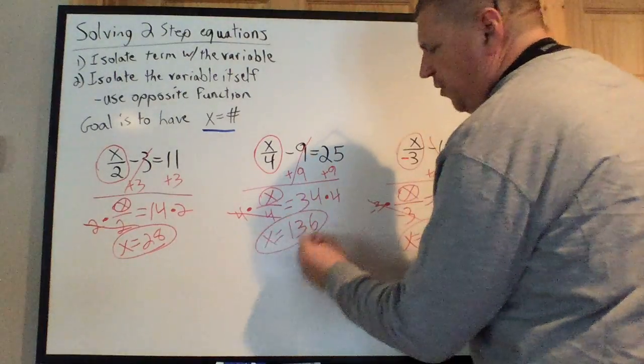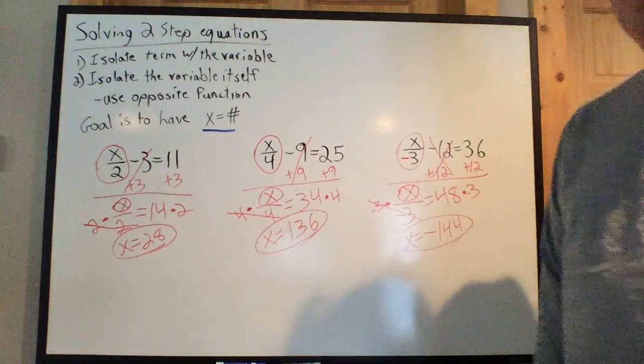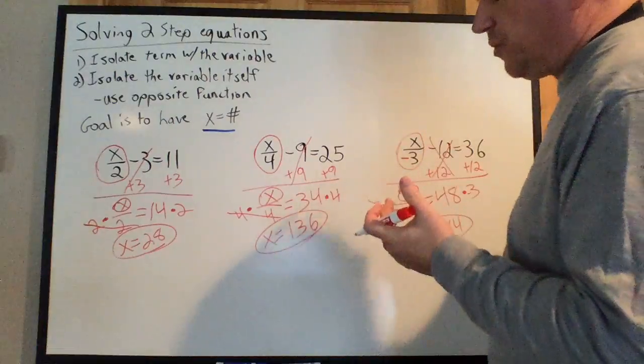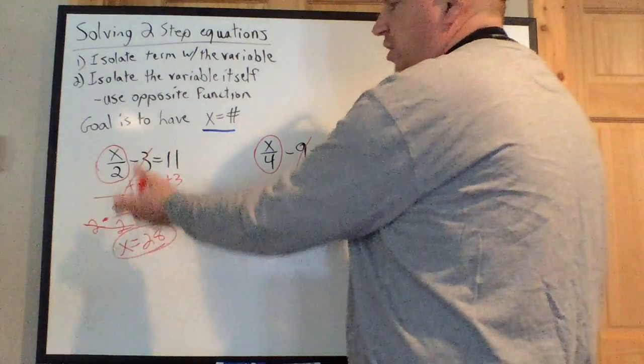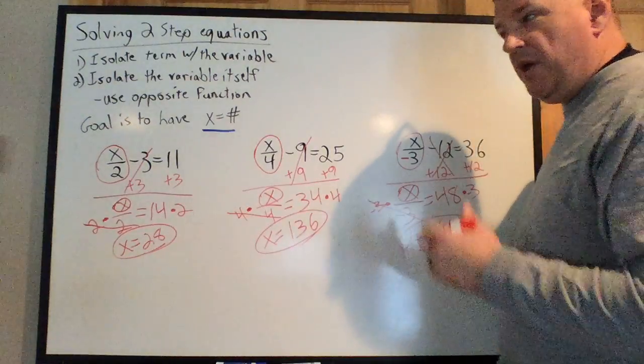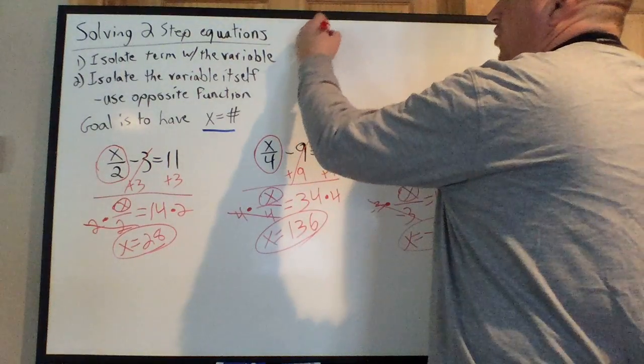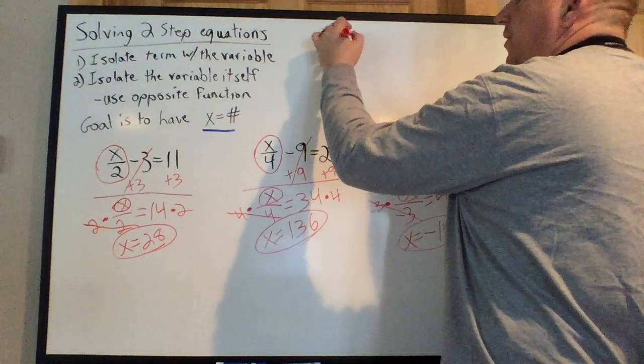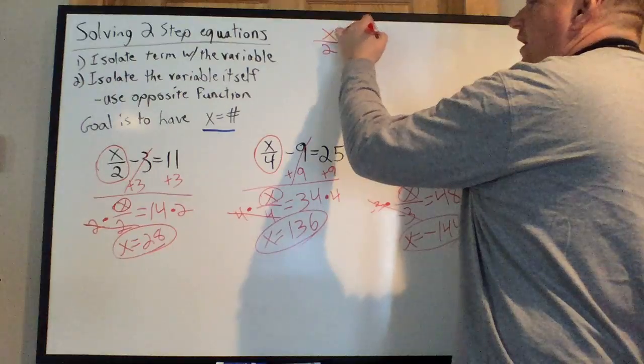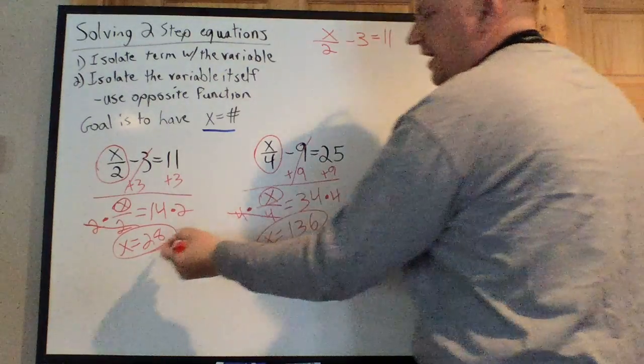Now, there may be one or two of you out there asking, well, how do I make sure that my answer is correct? Glad you asked. What we're going to do is take our answer from our first problem, and plug it back into our original problem to verify that it works. So we start with our problem, x divided by 2 minus 3 equals 11. And then we're going to take the 28 and plug it in for the x.